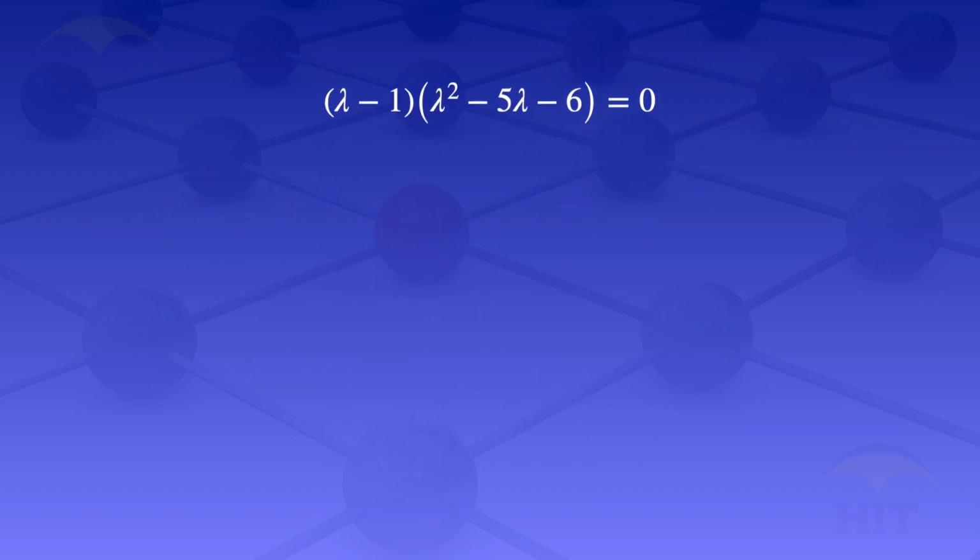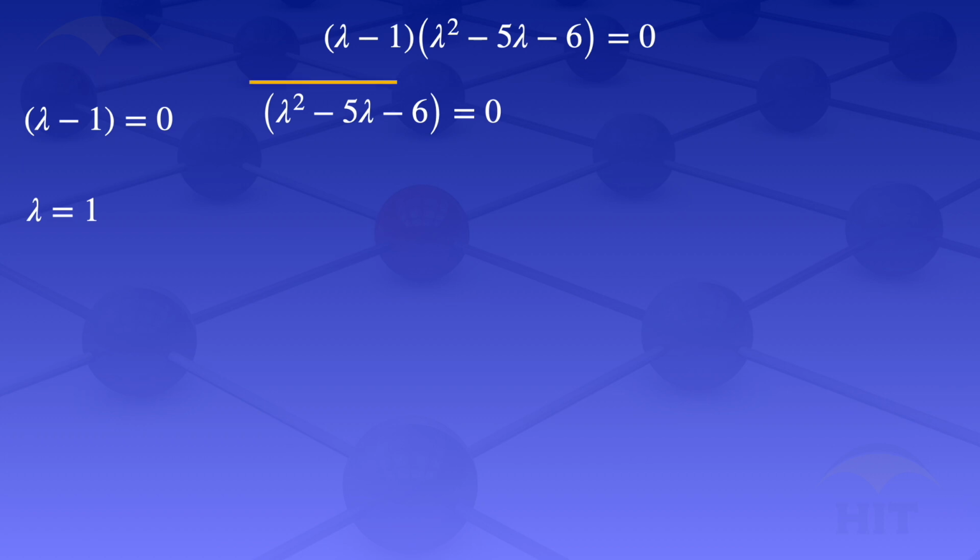Now looking at that equation, we would have two different options there. Either lambda minus 1 is equal to 0, or lambda squared minus 5 lambda minus 6 is equal to 0. From the equation lambda minus 1 equals 0, it gives us lambda is equal to 1.